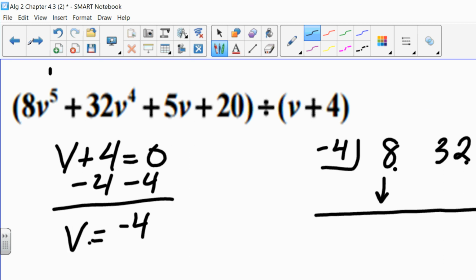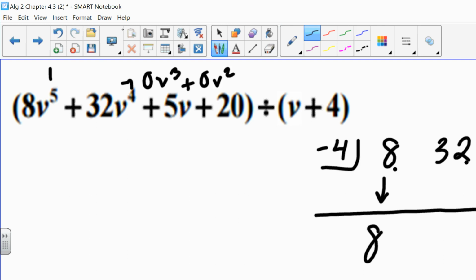Because our powers are? Because we would add 0v cubed and 0v squared in so that we have every variable going from 5 to 0. Our next thing to do is to drop the 8. Then what would our next step be?